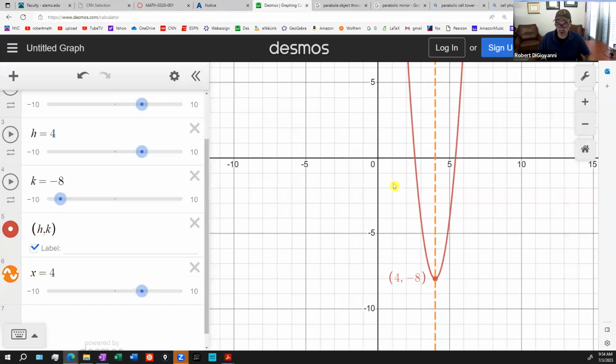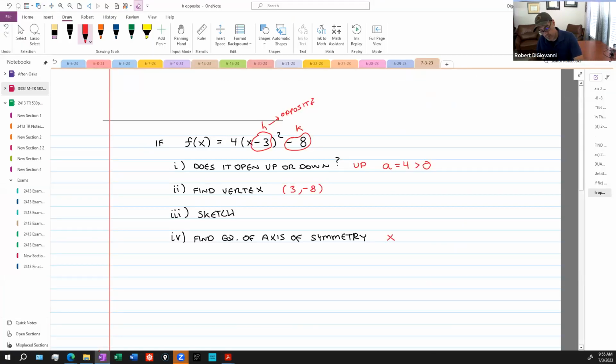There's the sketch. I go to 4, negative 8, I put a dot. Then I draw a U going up. And then I draw my axis of symmetry, which goes through x equals 4. So this should be x equals 4 is the equation. The axis of symmetry will always be x equals h.